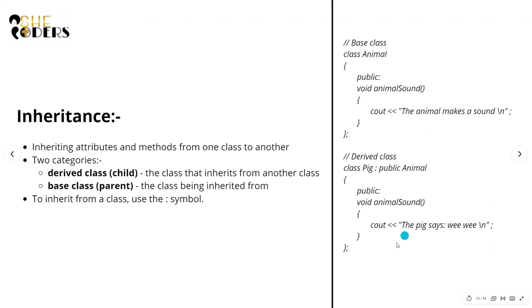So whenever we create any class or any object of this animal class, it will call this animal sound function, and the output will be the animal makes a sound. And if we create a pig class and we call its animal sound function, the output will be the pig says wee. So it depends on which animal sound function of which object or which class we want to call.